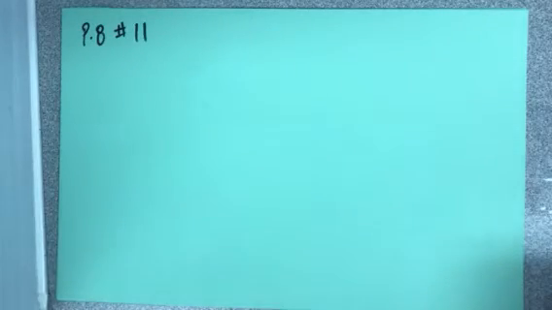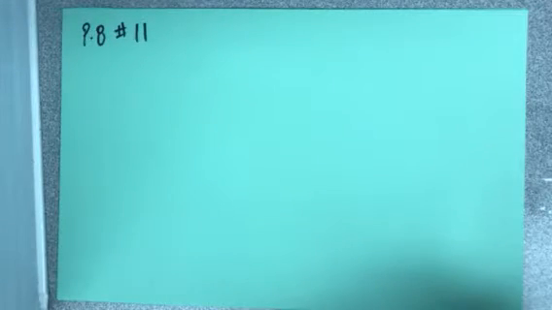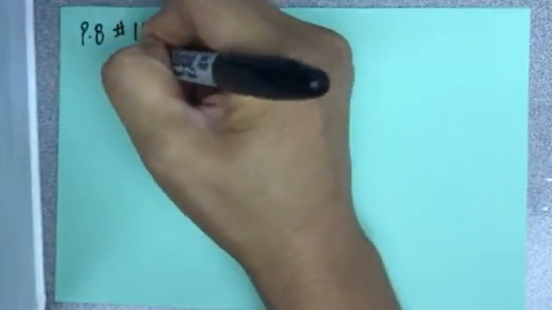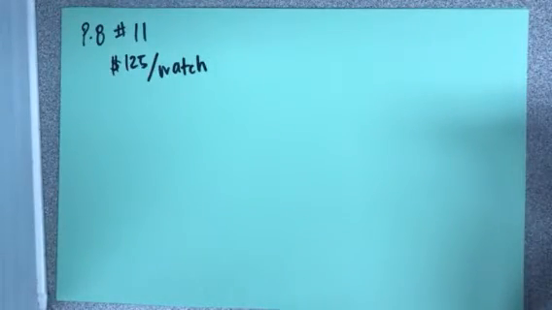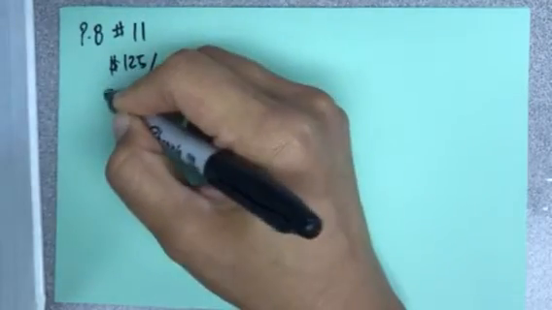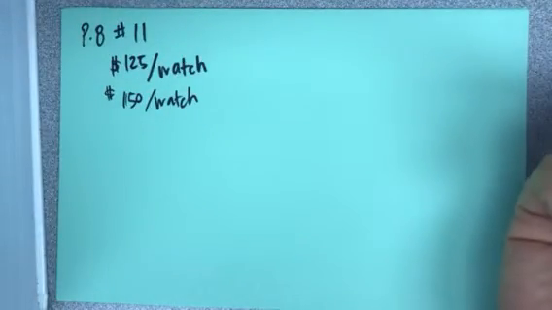Number 11. The question says, if a watch store paid $125 per watch for a shipment of watches and sold all but 15 watches from the shipment for $150 per watch. So they bought it for $125, but then they sold it for $150 a watch. Then, in terms of the number of watches in the shipment Y, what function describes the watch store's profit?